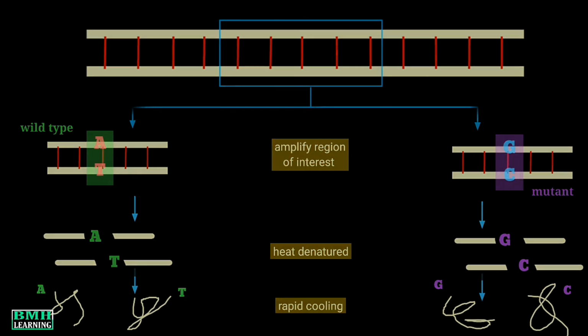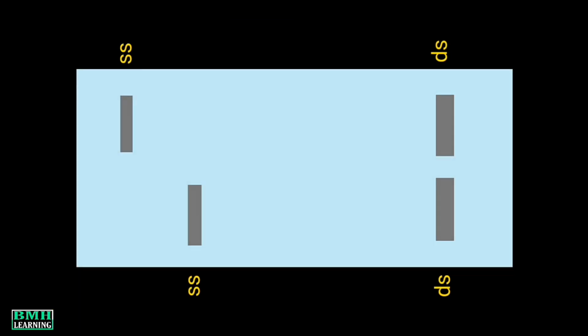Let's confirm this fact by treating the PCR product mixture with gel electrophoresis. So the gel is going to separate the two strands of interest. The difference is clear. The single strands of both wild and mutant form actually traveled to different locations in the gel according to their electrophoretic mobility.